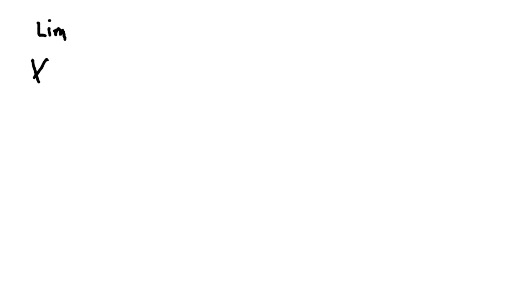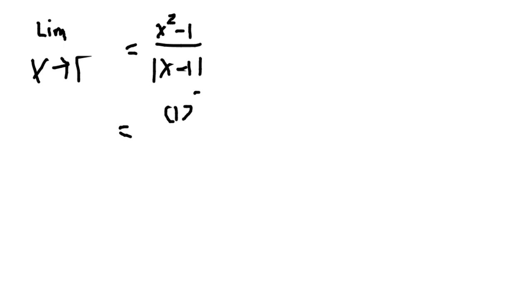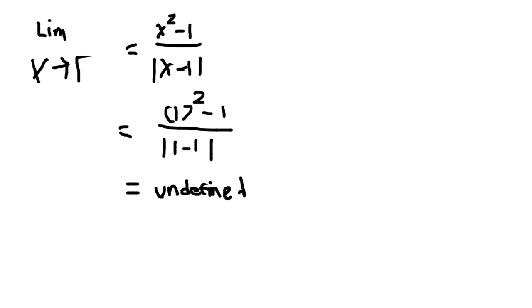Now let's take on the last problem. This is from my thumbnail. What is the limit as x approaches 1 of the function (x squared minus 1) divided by the absolute value of (x minus 1)? So here, if we plug it in directly, using direct substitution, we will just get 0 as our denominator, meaning this function is undefined at x equals 1.